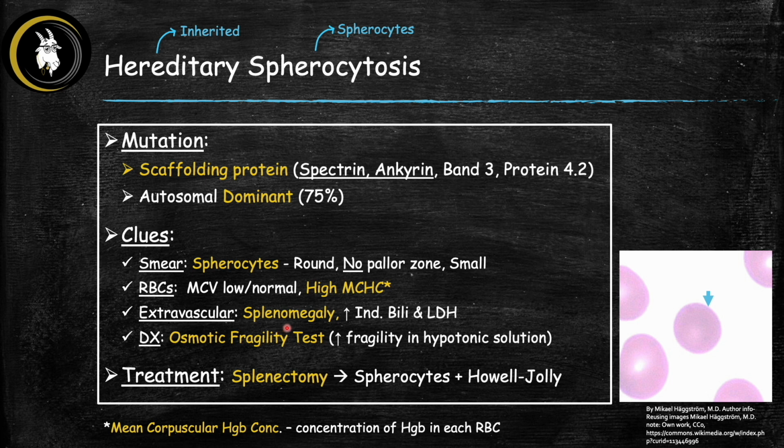So this is very important, very high yield, that in a patient with hereditary spherocytosis who has had a splenectomy, the peripheral blood smear will still show spherocytes, plus an additional finding called Howell-Jolly bodies that I'll explain on the next slide.